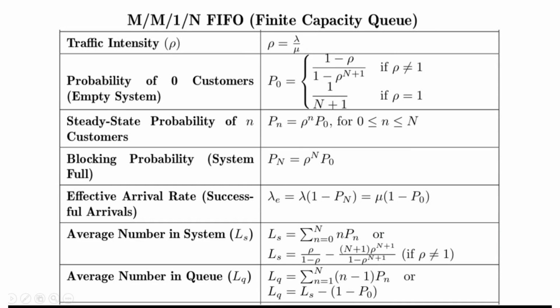This is the queuing model where M is the Markovian Poisson arrivals and the second M represents the Markovian exponential service times. 1 indicates a single server, N indicates a limited system capacity, that means the maximum number of customers allowed including one being served. FIFO means first in first out service rule. So this is M/M/1/N/FIFO, the finite capacity queue.